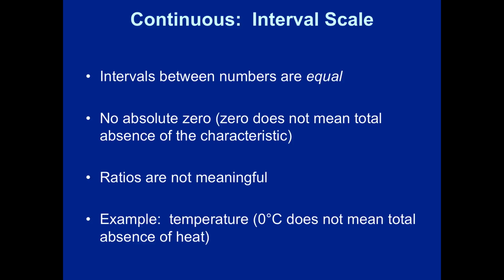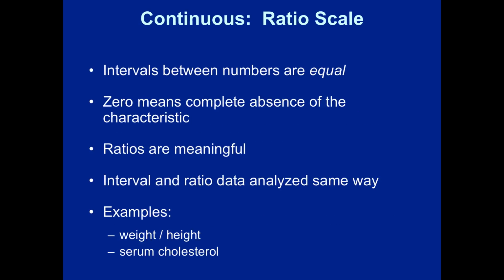But if you look at temperature, a temperature of 0 degrees doesn't mean that there's no temperature. It means that it's 0 degrees, or 0 degrees Celsius is the same as 32 degrees Fahrenheit. So 0 degrees Celsius is an example of an interval scale because the intervals between each degree are the same. Okay. Then ratio scale, intervals are equal between the numbers.